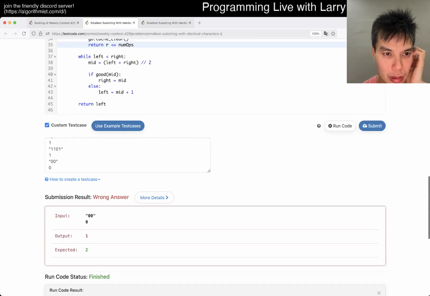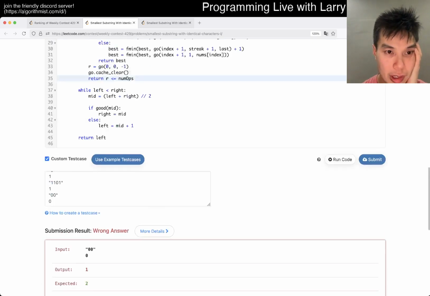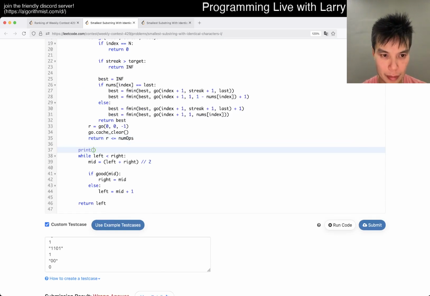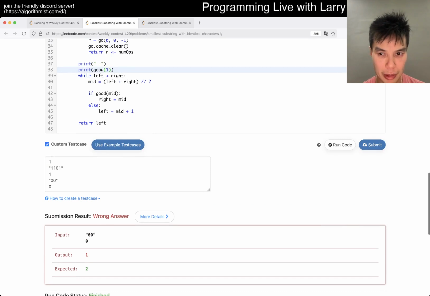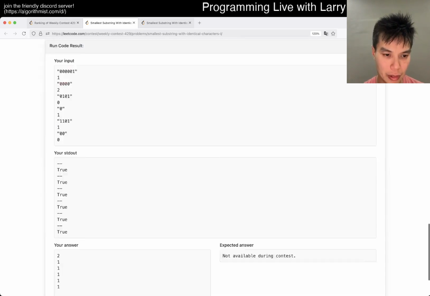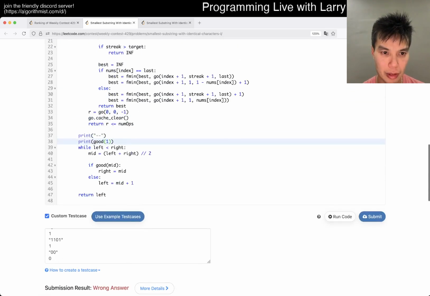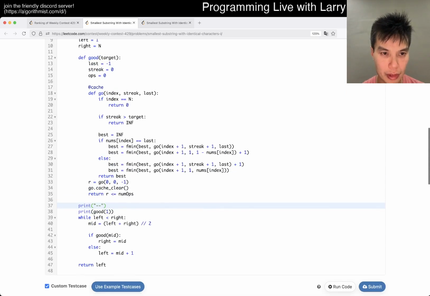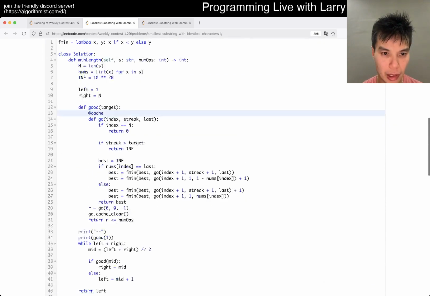Good is right. If 2 is no good, then you have to try a bigger streak, right? So it tries 1, okay, whatever. What does good of 1 tell me? True, that's fair. Wait, is it? No, 1 should be false, right? Why? Okay. Good of 1. Oh, this is just weird nowadays. Okay. Why 1?